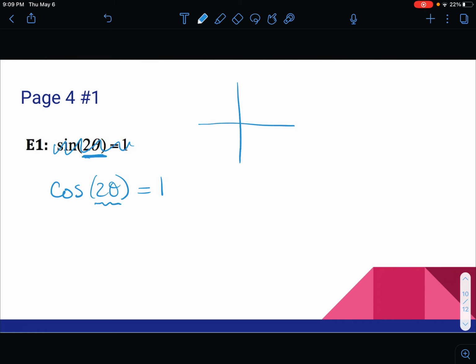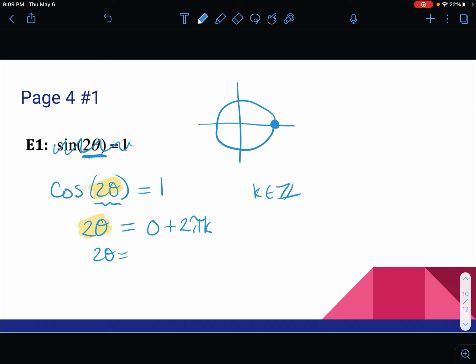Okay. So cosine of some angle is 1. So let's think about, where is cosine 1 on that unit circle? It's right here. Okay, so this is 0 radians. So what we can say is this angle, whatever this angle is, is equal to 0 plus 2 pi k. Again, where k is an element of the integers. Now, we don't need to write the 0 plus. We can just leave it as 2 pi k. I want you to find theta. So how do I do that? Well, it's double theta right now, so let's divide both sides by 2. And theta is pi k.